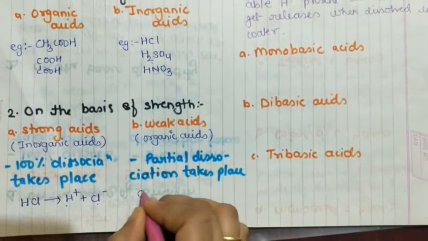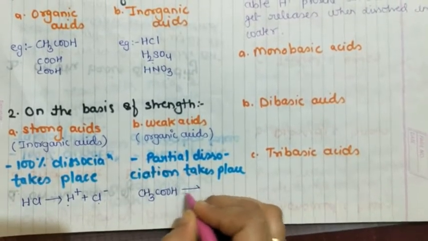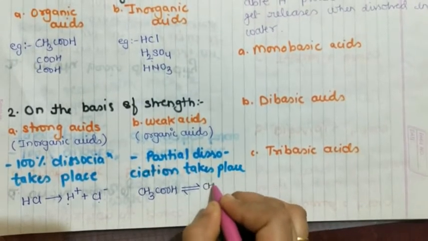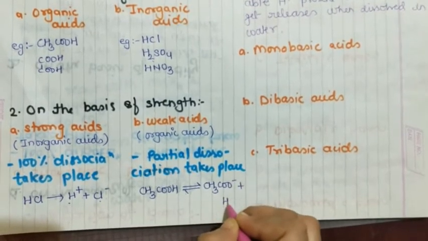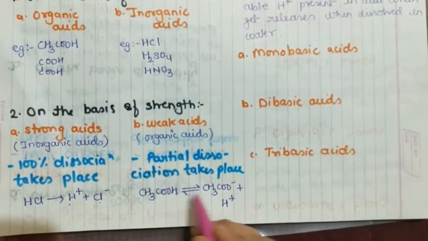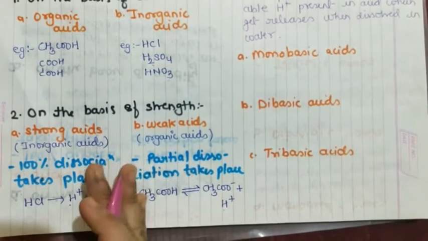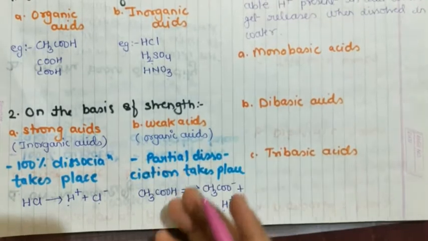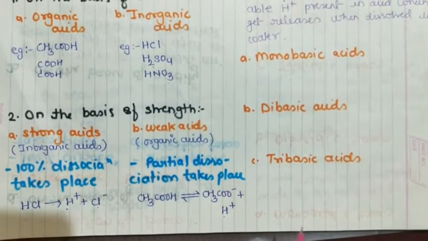For example, CH3COOH, for which I will make a sign of reversible. Why? Because there is not a complete dissociation of these acids, it happens only partially. CH3COOH will dissociate, releasing H plus ion, but again it may associate and form CH3COOH again. So the dissociation will not be 100%.